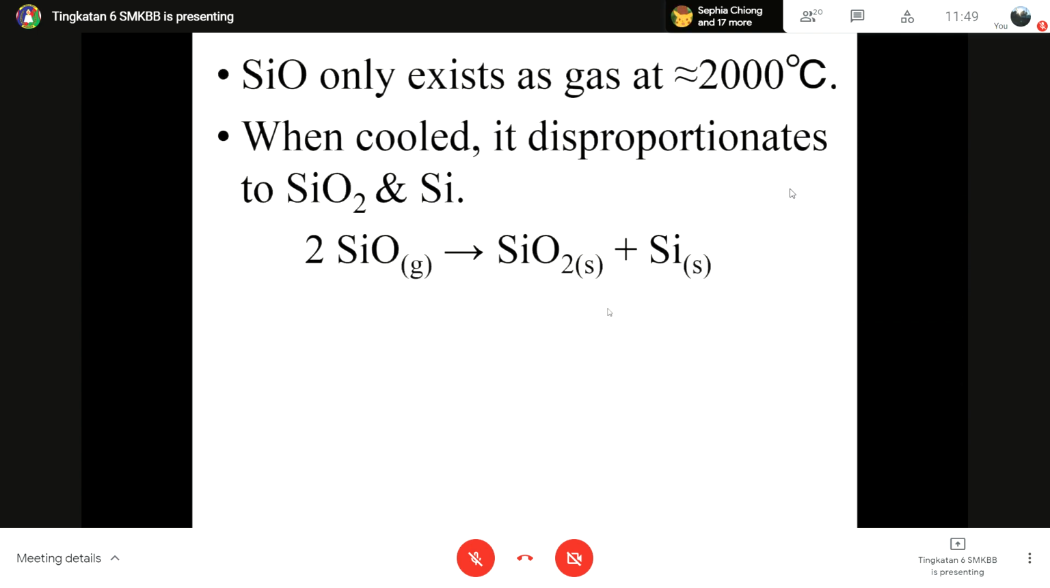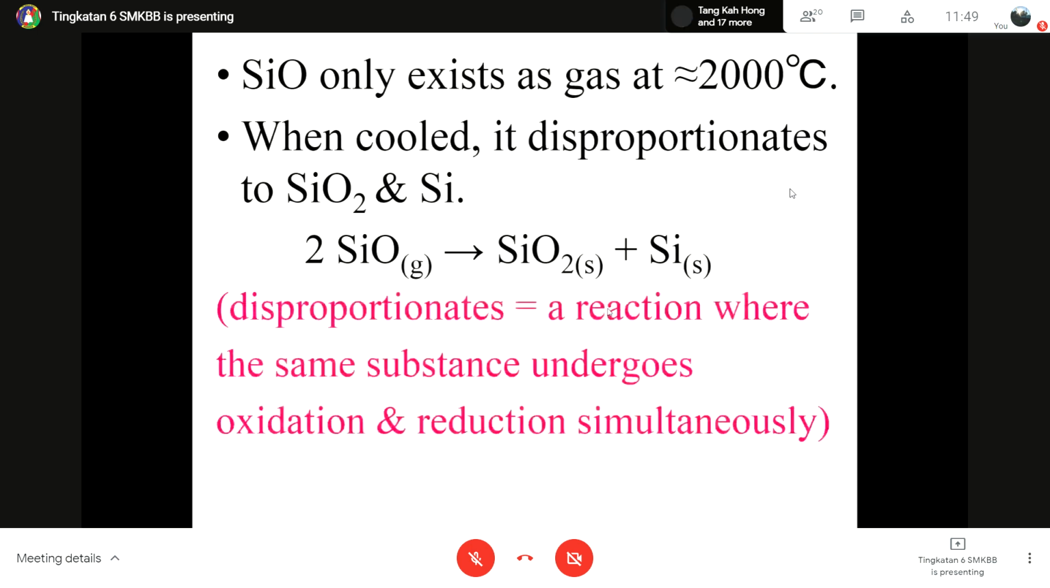Of course, I hope you still remember the term disproportionation. Disproportionation is a reaction where the same substance undergoes oxidation and reduction at the same time, simultaneously. So that's why we always say SiO in solid form, even in gas also, it is very unstable. But at room temperature, it is a solid, of course. So that is silicon monoxide. It is neutral also.